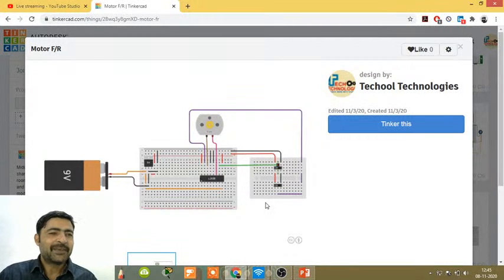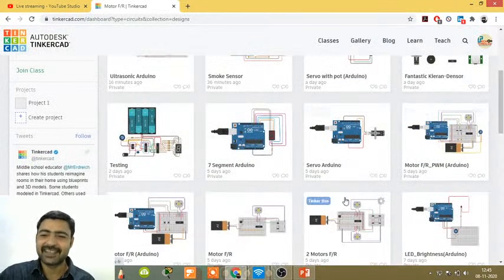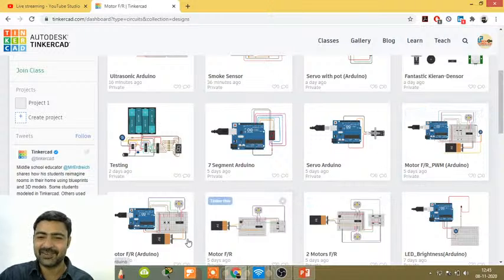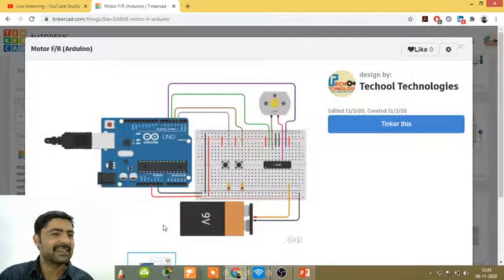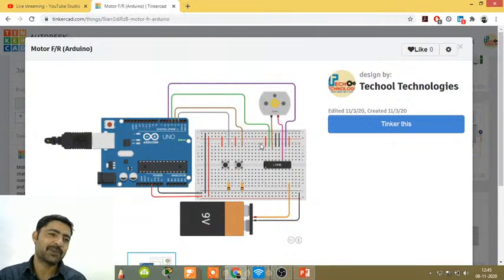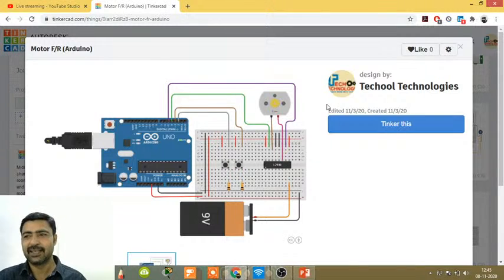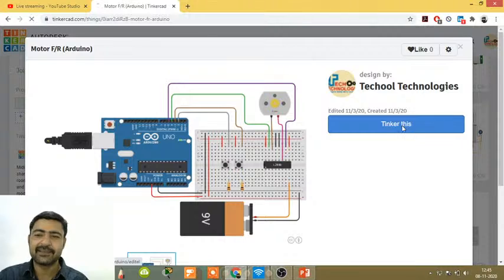So are you enjoying? I think this is a little bit difficult today. It's a little bit different and a little difficult also. But this will help you to interface your motors, because whenever you will be designing your robots or any car, you need to interface your motor with your Arduino. In that case you need to know all these concepts.